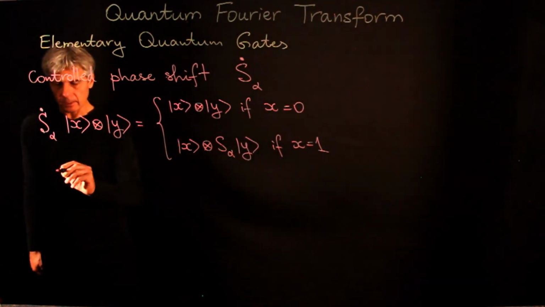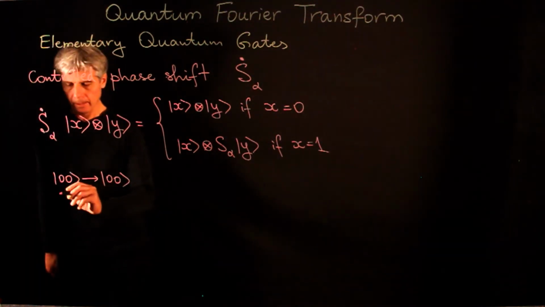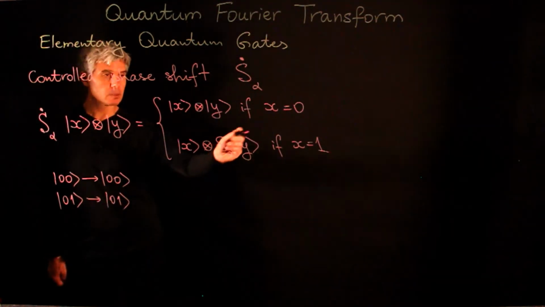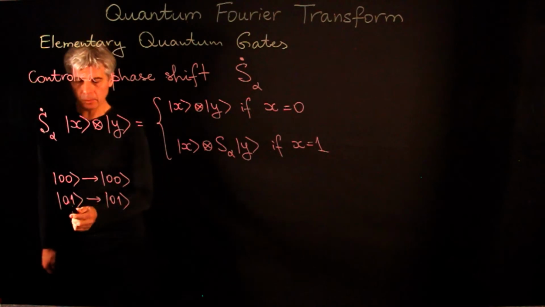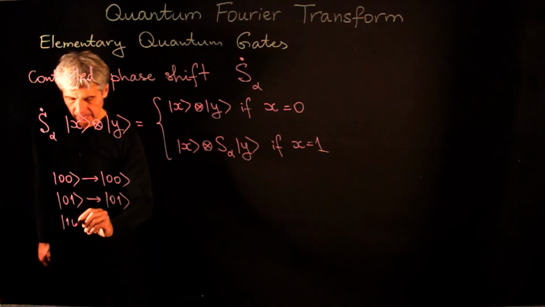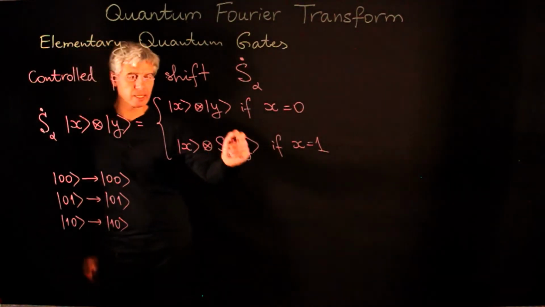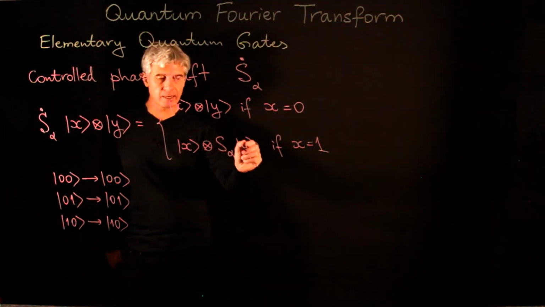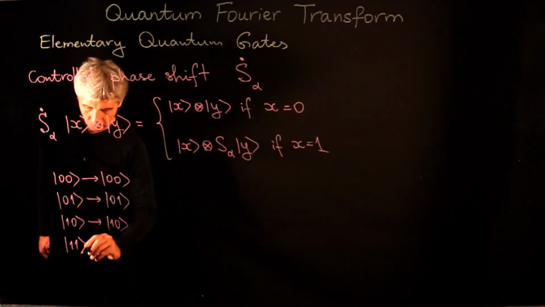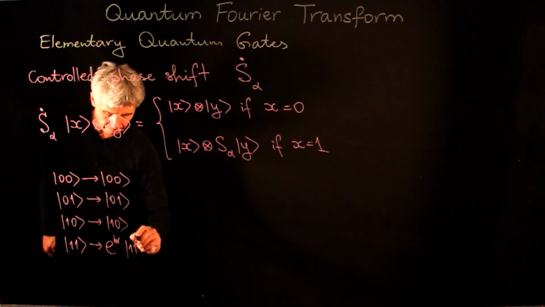But remember, this phase shift is applied only to the 1 bit. If we write this in the basis, then we get that 0,0 goes to 0,0, 0,1 goes to 0,1. This is because if the value of the first bit is equal to 0, then we do nothing. Then 1,0 goes to 1,0, right? Because S alpha acts identically on the first basis vector. And the only change happens when we apply this to 1,1. So 1,1 goes to e to the I alpha times 1,1.